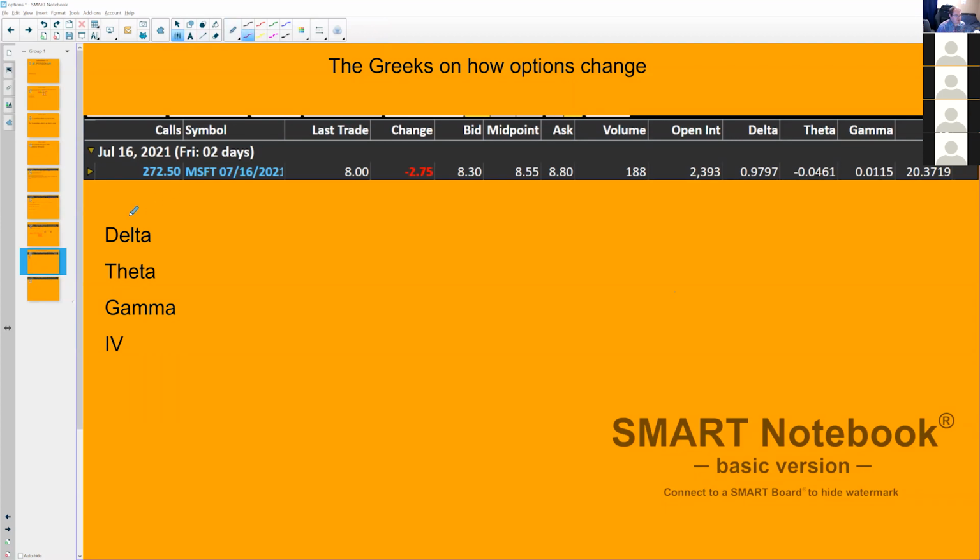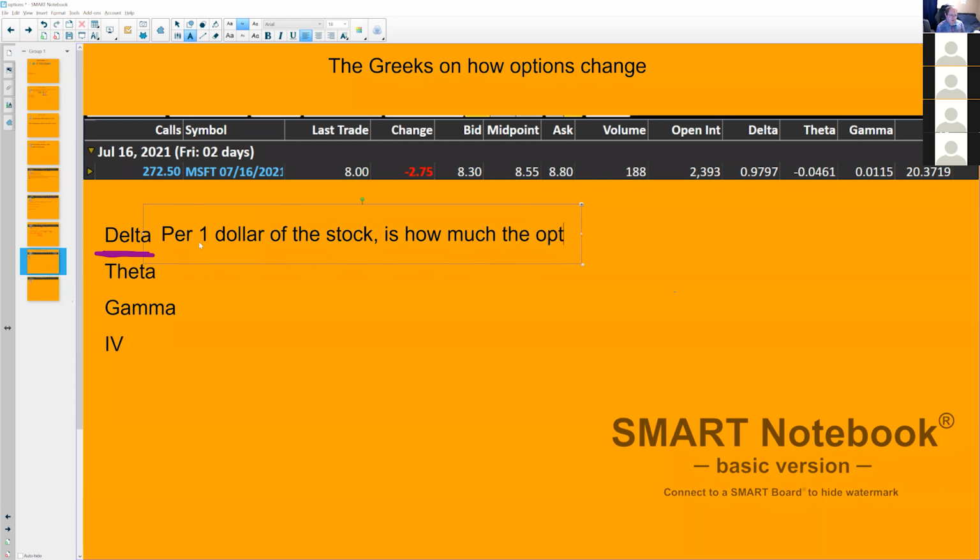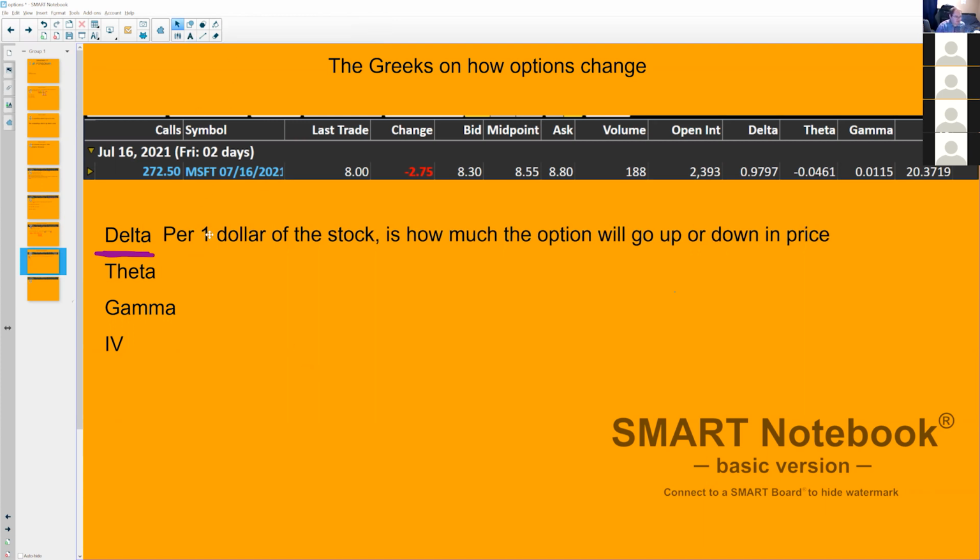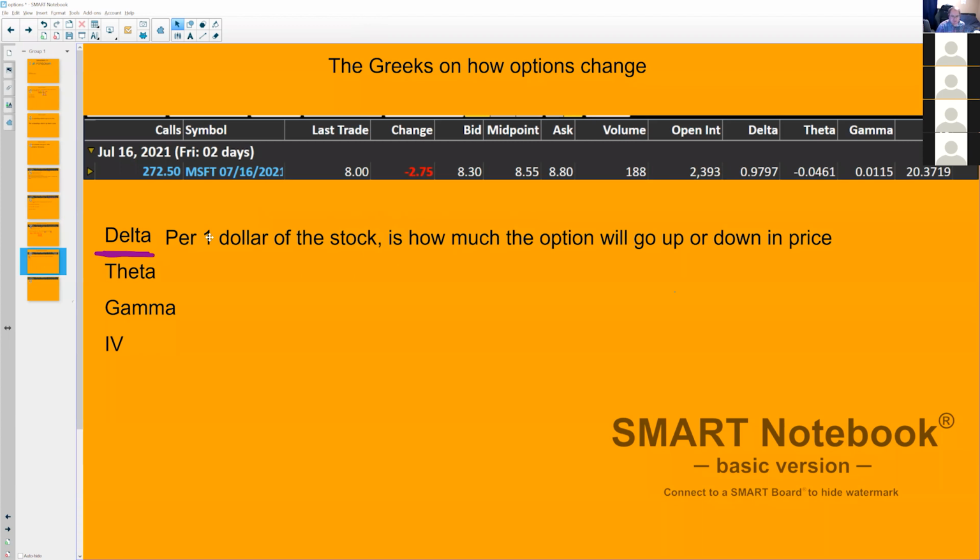Let me go to this. So the big thing that people look at is the delta. So delta is, per $1 of the stock, how much the option will go up or down in price. So delta, I don't know if you guys know what delta usually is, but it means change or rate of change. So if I look at this delta, when I look at these call options, and with Robinhood, I don't think they show this stuff. You may have to go on the internet, because there are tons of what are called options chains, like a chain.